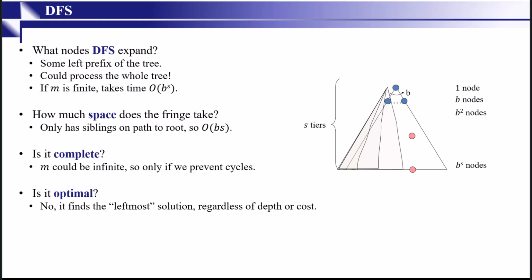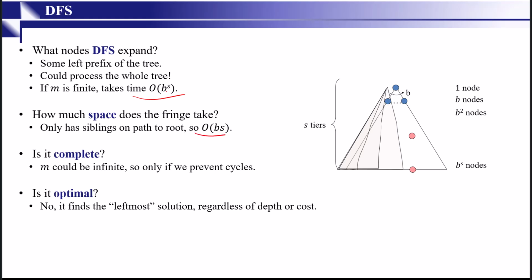DFS typically expands some left prefix of the tree. It means it follows one path deeply before exploring alternatives. In the worst case, it could process the entire tree. So if the maximum solution depth is S, then the time required is B to the power of S. Regarding the space usage, DFS is memory efficient because the fringe only needs to store the siblings along the path to the root, which gives a space complexity of B multiplied by S.